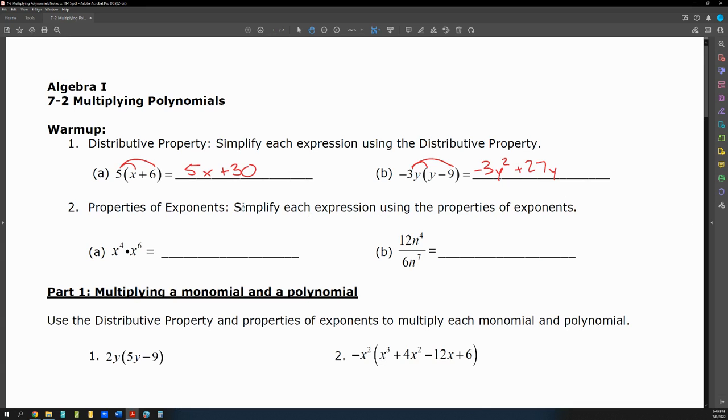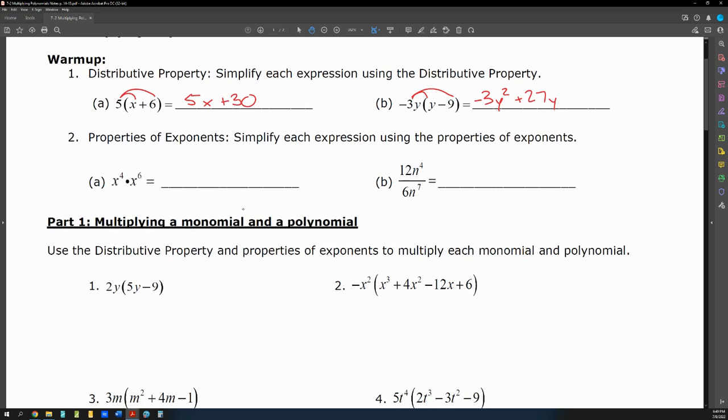Number 2, our properties of exponents. Here we have our product rule, x to the 4th times x to the 6th. We have the same base, so we can simply add the powers. 4 plus 6 is equal to 10.